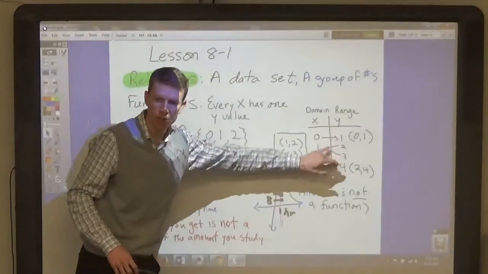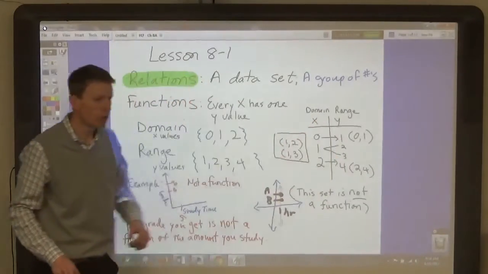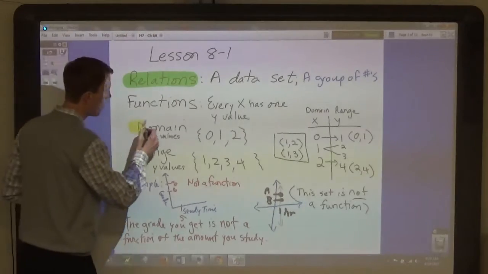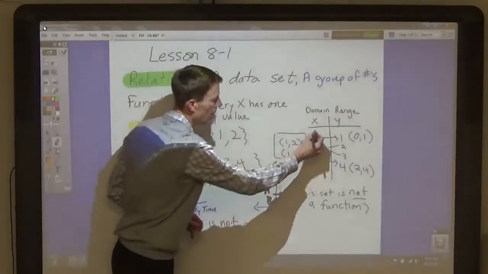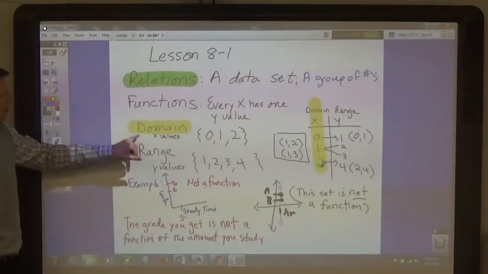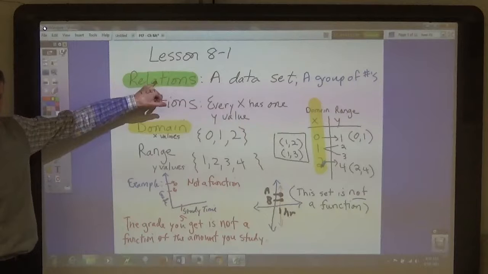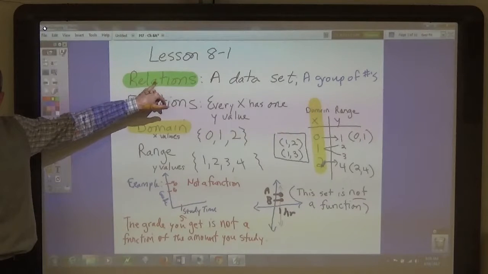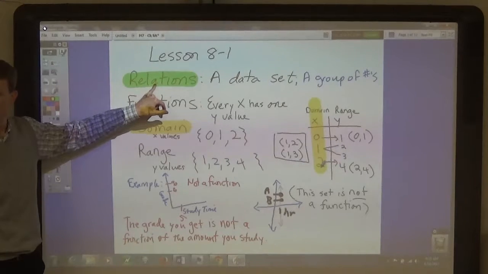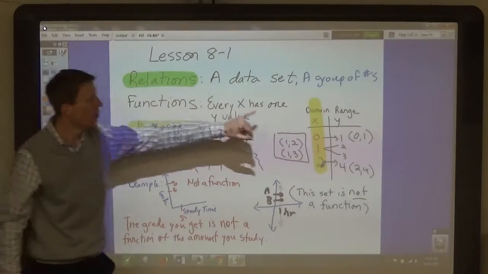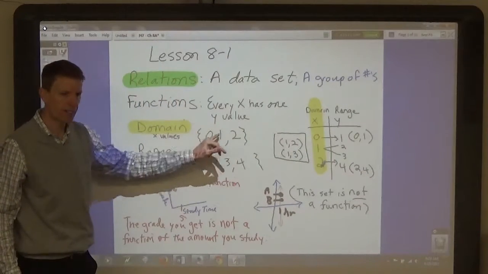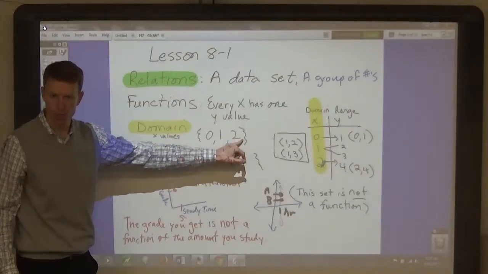So on this set, we'll call it a relation, there are two types of numbers. The domain are all of the x values. The x values are called the domain of the relation. Okay? So if it asks you what is the domain of the function or of the relation, you would list, just like this, all of the x values from a chart.